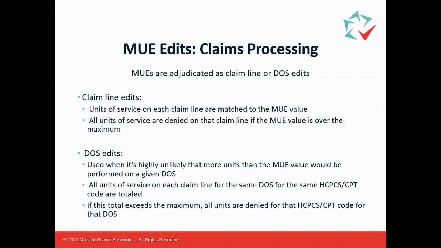So all units of service on each claim line for the same date of service, same HCPCS CPT code, are totaled together. If that total exceeds the maximum, then all units are denied for that HCPCS CPT code for that date of service.